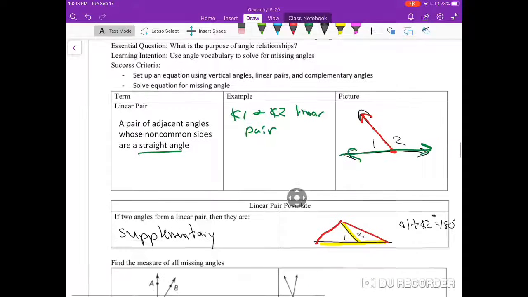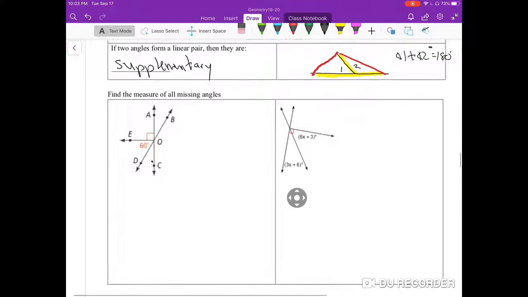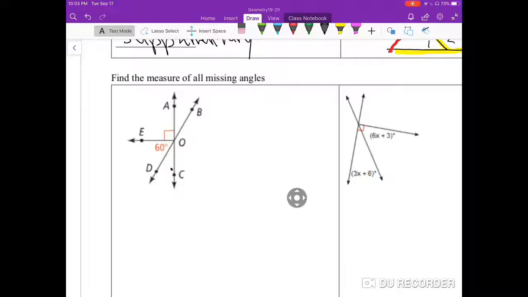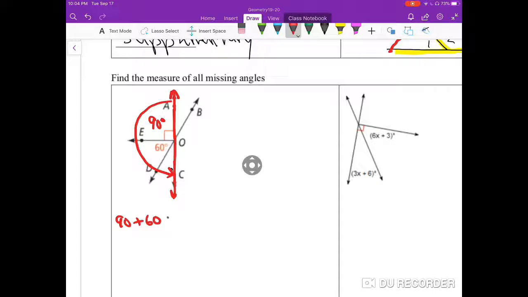All right, so our first example: find the measure of all missing angles. The first thing that I'm going to do with this question is I see this little red box, or just a box in general, that tells me that this angle is 90 degrees. So I'm going to fill that in to make life a little bit easier. The next thing I'm going to look for is something that I'm going to be able to solve. I see this straight line here, A to C, and I know all the angles on this line, on this side, have to make 180 degrees. So I think 90 plus 60 plus some number equals 180.